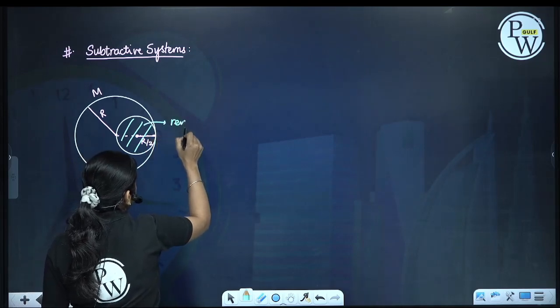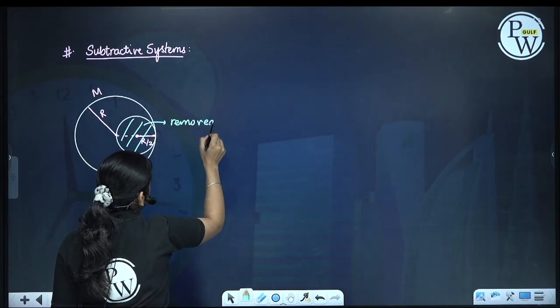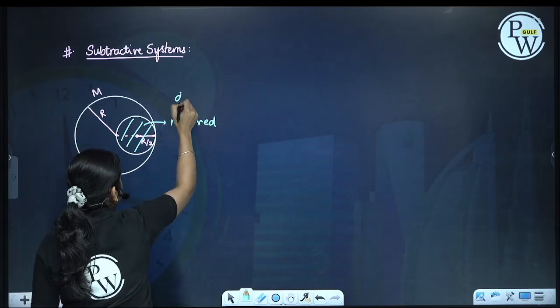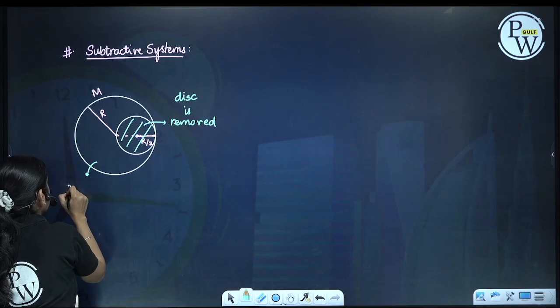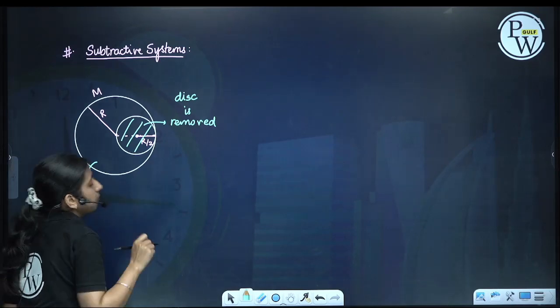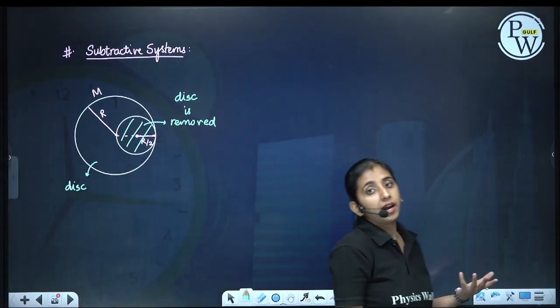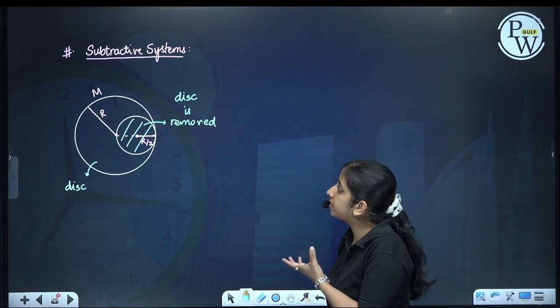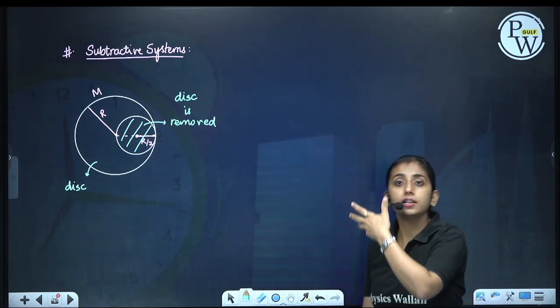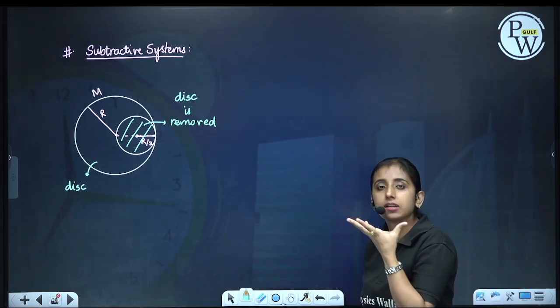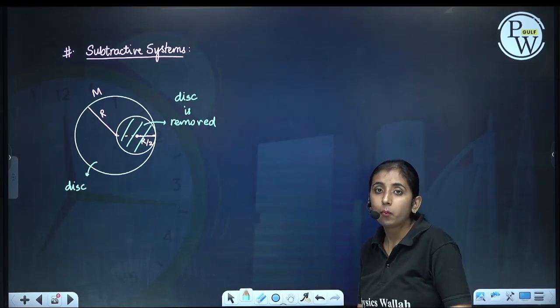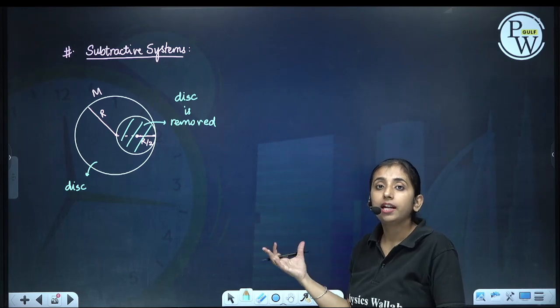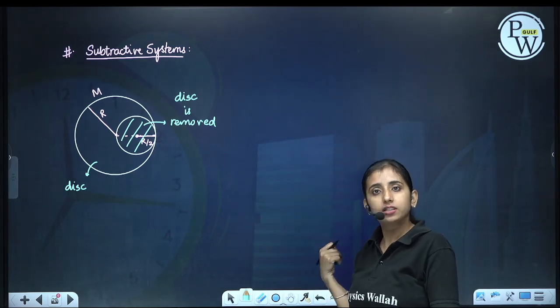This disk is removed. We had a disk of mass m and radius r. From this disk we removed some other disk having some mass, whose radius is r by 2. Now tell me one thing, we can treat the removed mass as negative mass.